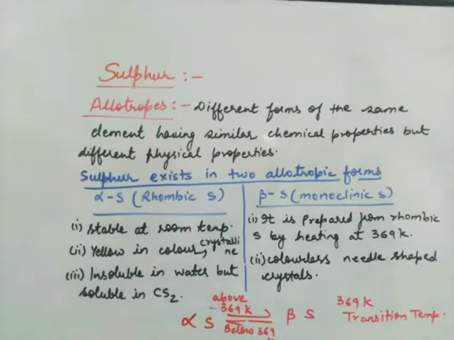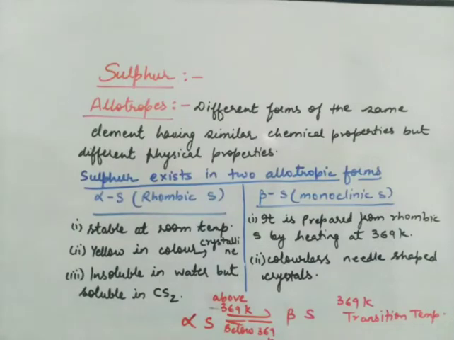This word we have learnt in class 10th also. What are allotropes? These are the different forms of the same element having similar chemical properties but different physical properties. We all are familiar with the allotropes of carbon: diamond, graphite, fullerene. Physically you can see diamond, graphite and fullerene are very different from each other, but all are made up of carbon only, and their chemical properties are also the same.